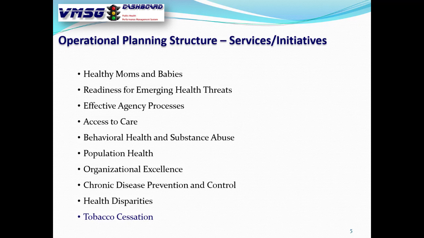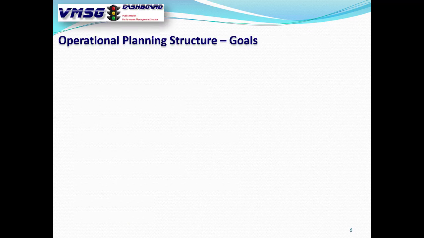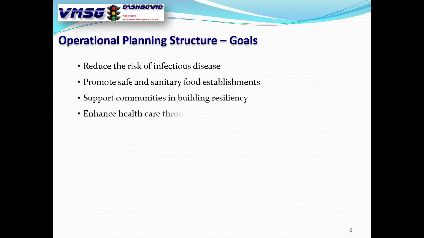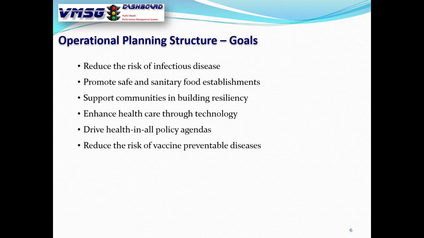For each service or initiative, you'll have a set of goals. What's your pie-in-the-sky goal? In general terms, what are you trying to accomplish? Here are some real examples of goals. Reduce the risk of infectious disease. Promote safe and sanitary food establishments. Support communities in building resiliency. Enhance healthcare through technology. Drive health in all policy agendas. Reduce the risk of vaccine-preventable diseases. Promote public health readiness and response.